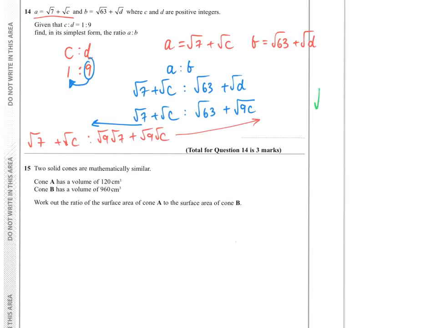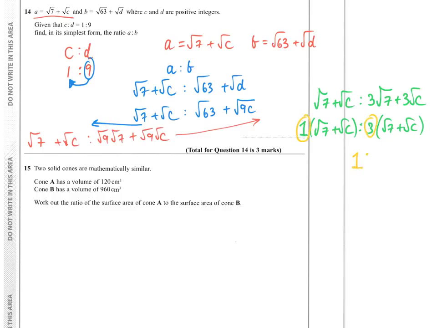We're going to end up with root 7 plus root C to 3, because that's what the root of 9 is, root 7 plus 3 root C. So we'll end up with root 7 plus root C in the ratio to 3 lots of root 7 plus root C. So it looks as though if we did it this way, I think you can see quite clearly now, we end up with the ratio 1 to 3. Okay, not a fabulously easy question there, not for me anyway, but maybe some of you find that quite easy.